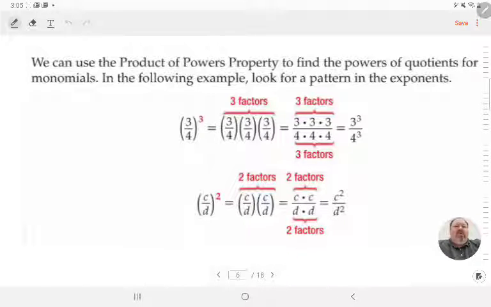All right, so we can use the product of powers property to find the powers of quotients for monomials. In the following example, look for the pattern in the exponents. If we have 3/4 cubed, that would be the same as 3/4 times 3/4 times 3/4. If we look at just the numerator, we would be adding the powers of 1, 1, and 1 to get 3 cubed. In the denominator, we would add the powers up and we get 4 cubed. Okay? It works the same way, of course, with variables. So basically what we're doing is distributing that exponent to the numerator and to the denominator.